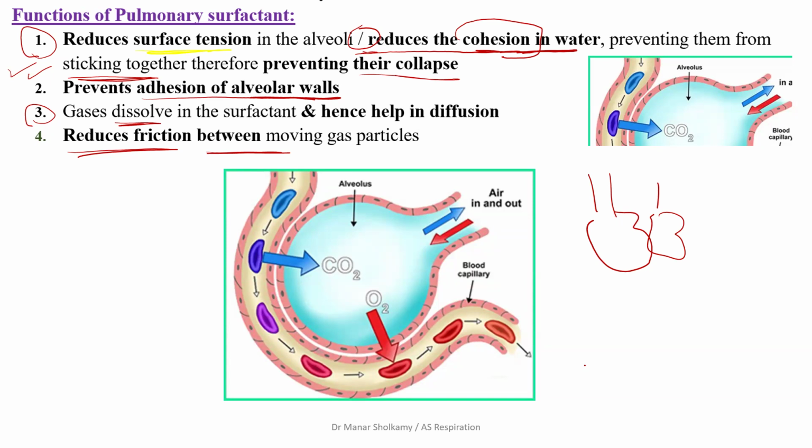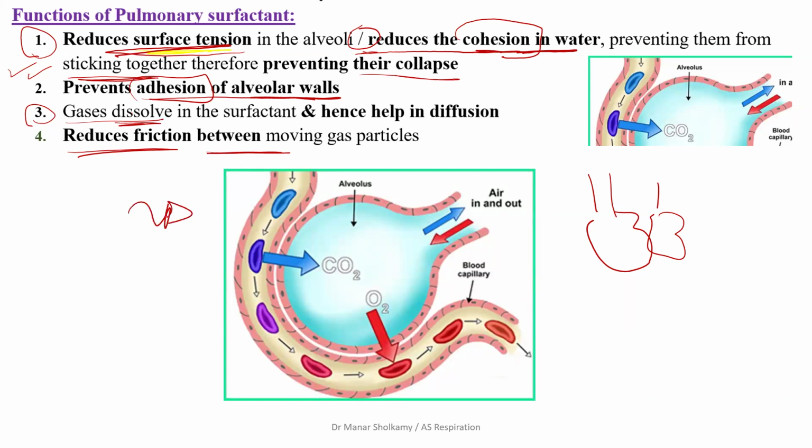Okay, it reduces surface tension. Please memorize the keywords: reduces cohesion, prevents them from collapsing, prevents the walls from sticking together. The external walls, now it's called adhesion, allows the gases to dissolve. It reduces friction, etc.